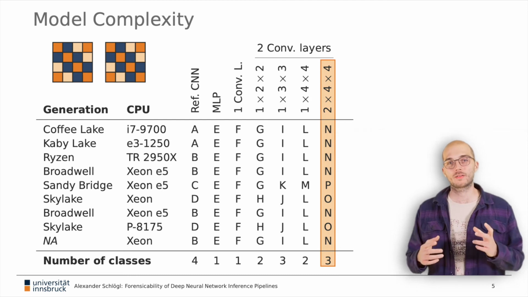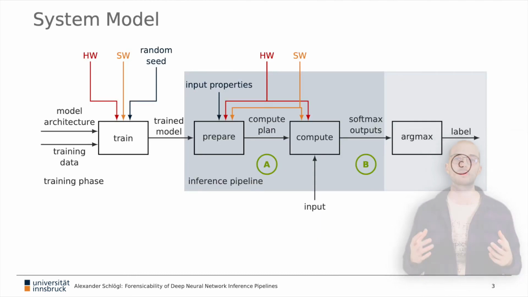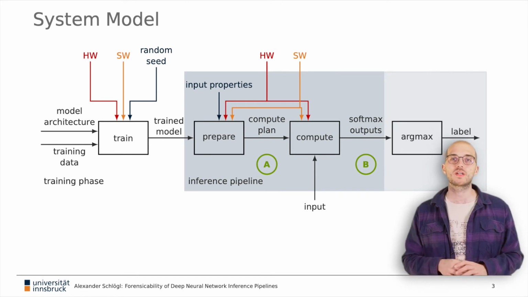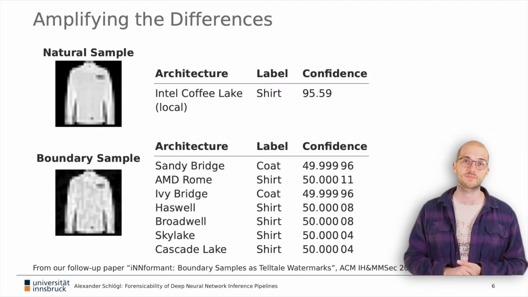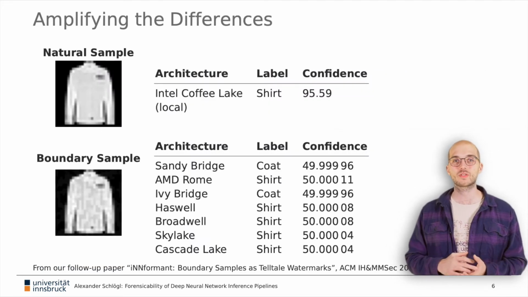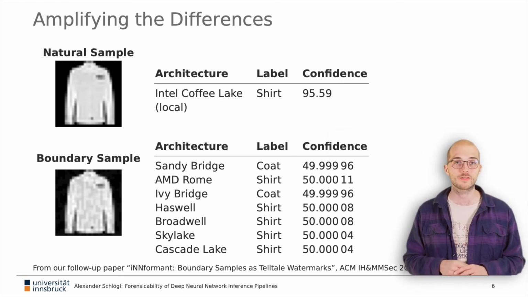The final question we asked ourselves is whether we can amplify these differences to make them observable through only the final discretized label. To this end, we generate samples extremely close to the decision boundary, which we call boundary samples. Predicting these boundary samples on different CPUs causes some architectures to predict different labels than others.